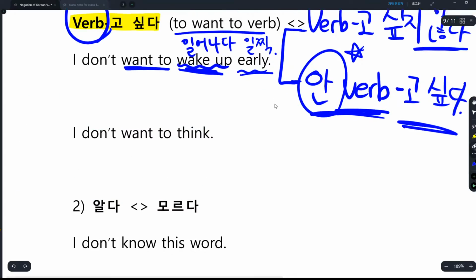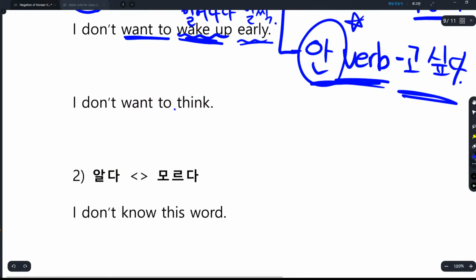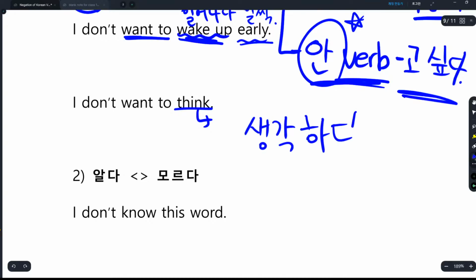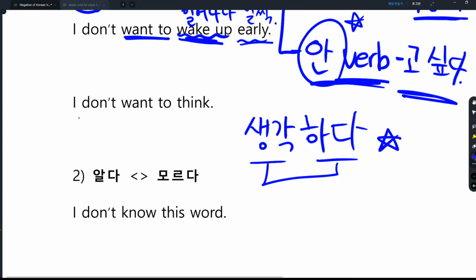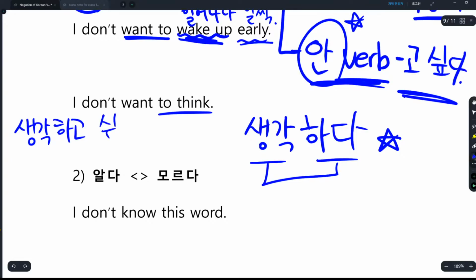The next one is I don't want to think. So think is also one of those noun plus 하다 combination verbs, guys. 생각하다. And you know what to do, right? I don't have to mention it once again. You know what to do when you come across these kinds of verbs and you're trying to negate them. So I'm gonna leave it up to you guys to do it by yourself. I don't want to think. So the easiest way would be 생각하고 싶다, and you negate this. 생각하고 싶지 않아요.